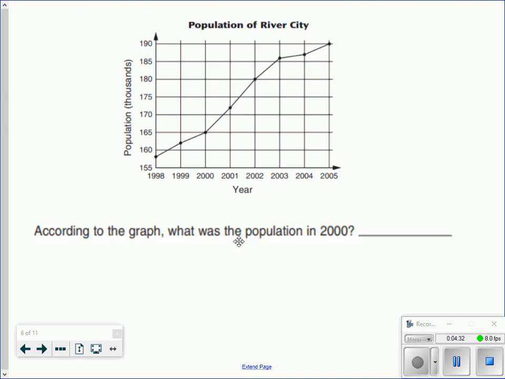According to the graph, what is the population in 2000? In 2000, the population would be right here, 165, 165,000.